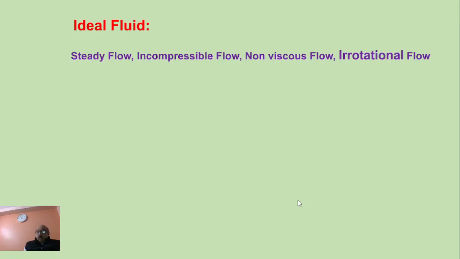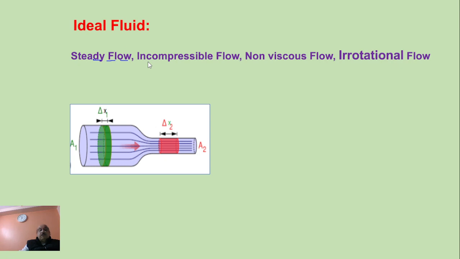Now, what is an ideal fluid? The ideal fluid follows the steady flow, meaning streamline flow or laminar flow. Incompressible flow means the density of the liquid remains the same all the time. And the liquid is non-viscous, meaning there is no viscosity. We are assuming the fluid is ideal. And irrotational flow means the particles are moving in a particular path, moving forward, not rotating.